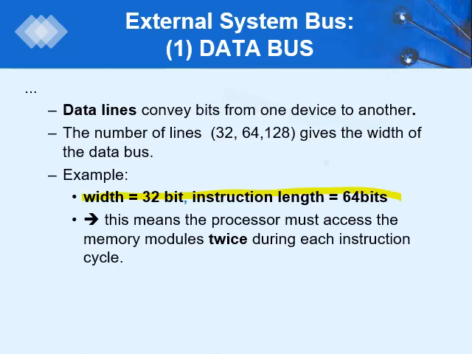The analogy that I can give you is if we have a bus with 32 seats and we need to transport 64 passengers. So we can't fit into one bus. We need to use 2 buses.